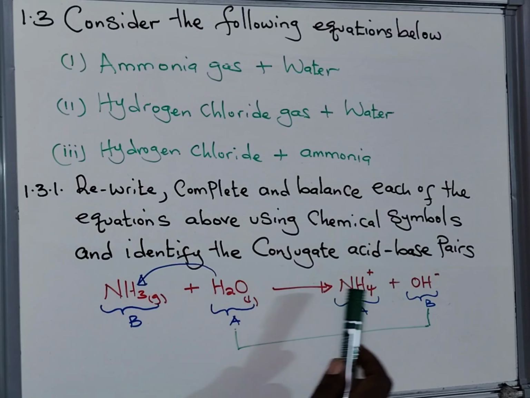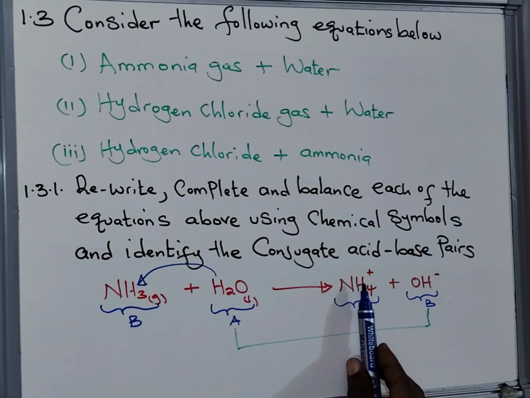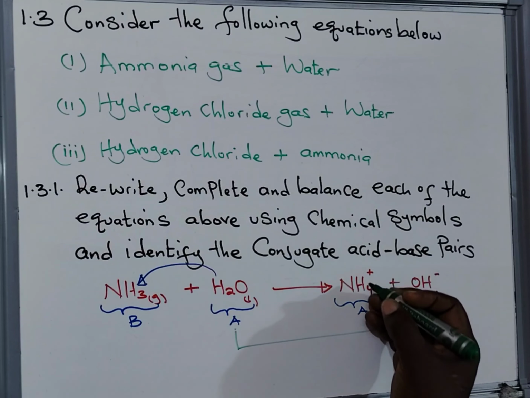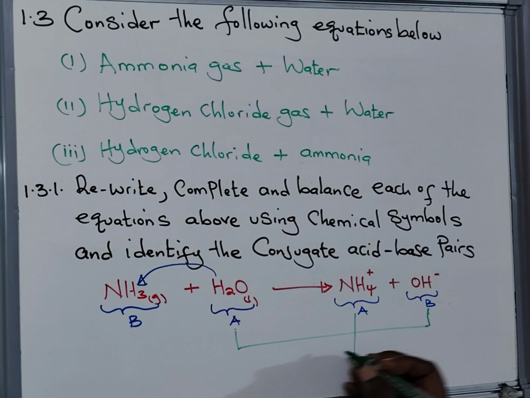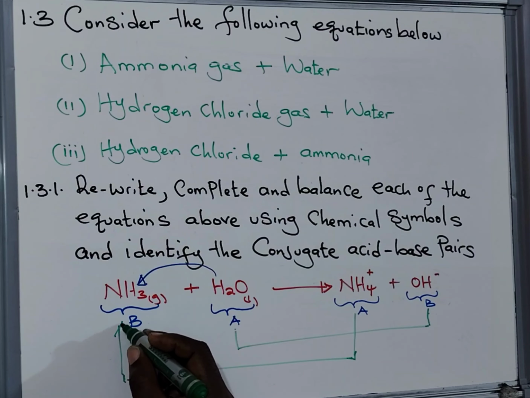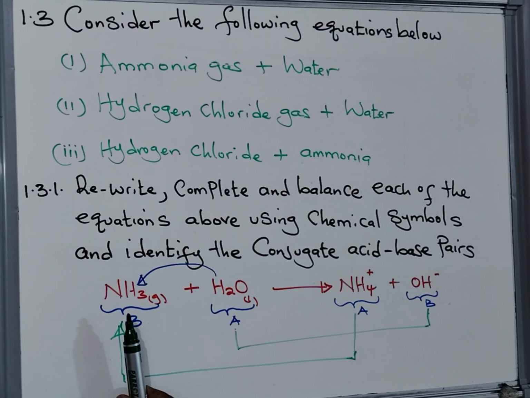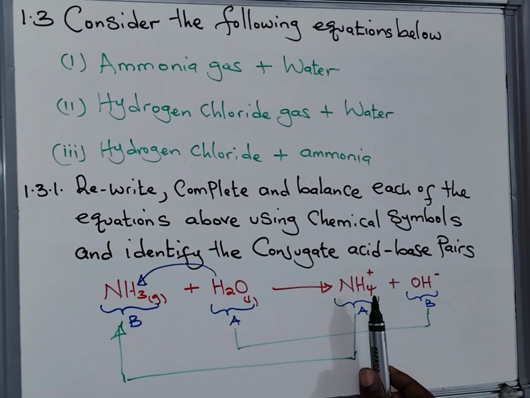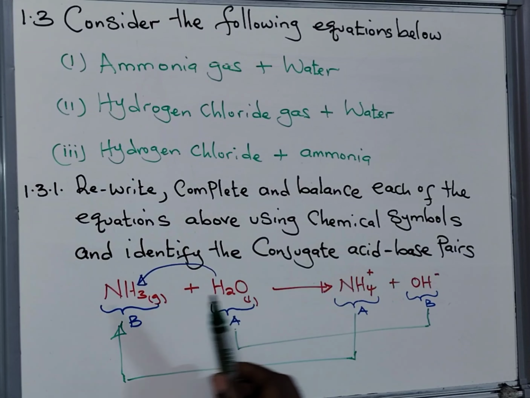So let us analyze these two. You have to remember that the difference between this one and this one is 1 H, which is possessed by this. So what does that mean? That means that what you have here and what you have here are a conjugate acid-base pair. This one is a conjugate base of this acid. And what you have here is a conjugate acid of this base.